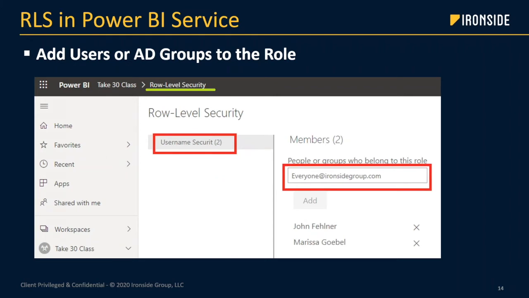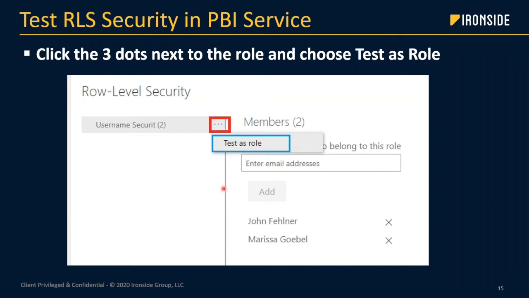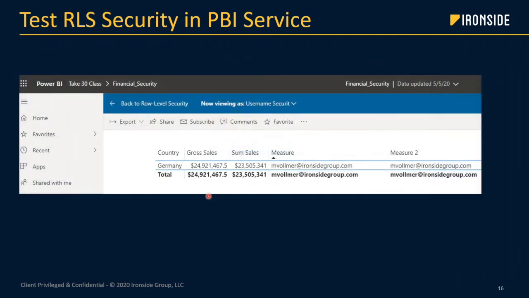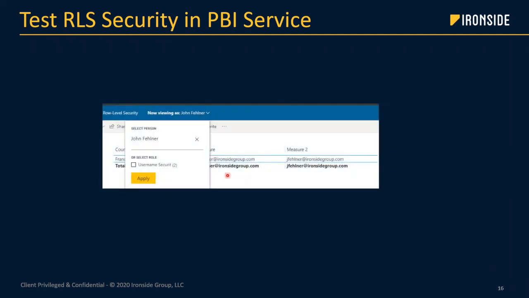Additionally, you can test this as those individual users to prove that it is working in the web. The way you do that is, after you add the user to the role, you click the three dots next to the role name on the same security screen and select test as a role. By default, it's going to open up and use your email address, or whoever you're logged in as, and show you the data. In this case, I've set myself up, but I can come up here, click this drop-down, change it to somebody else, and test any other user.